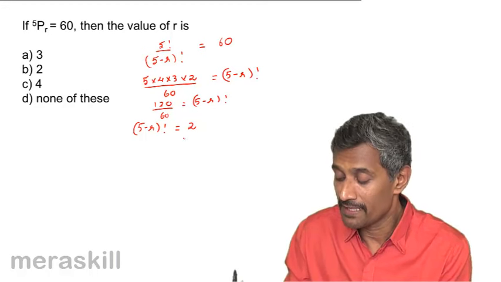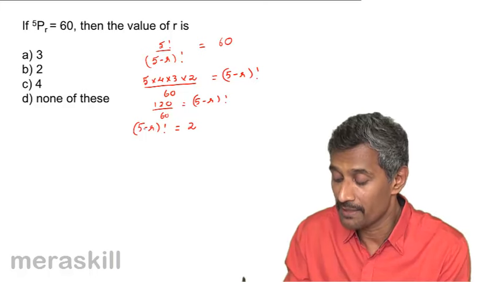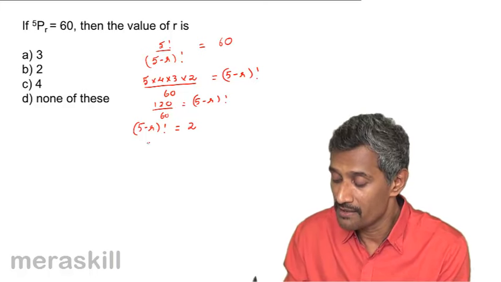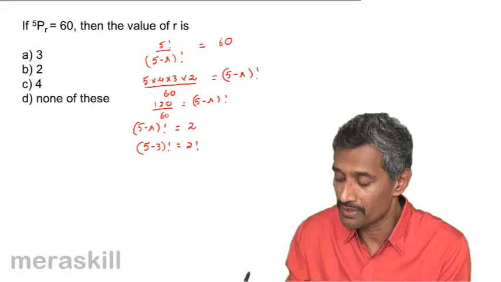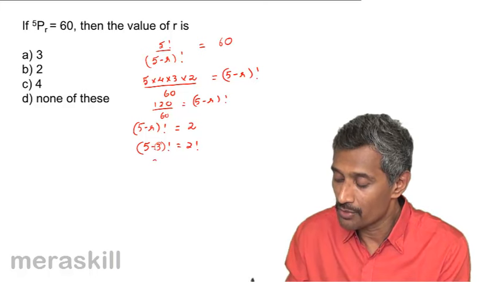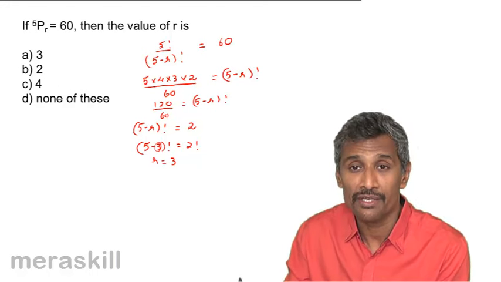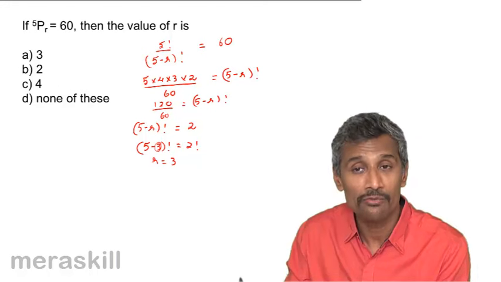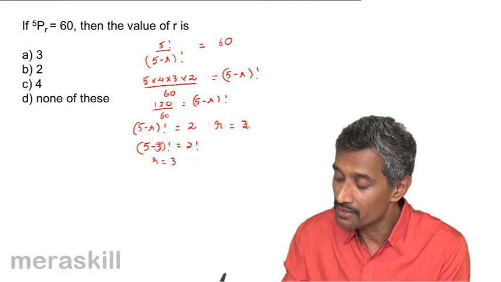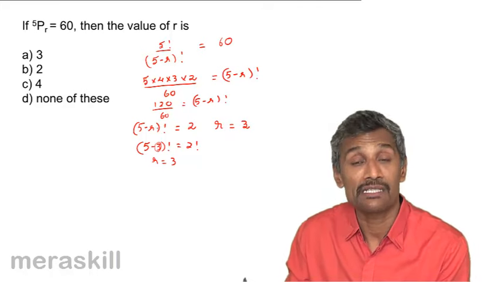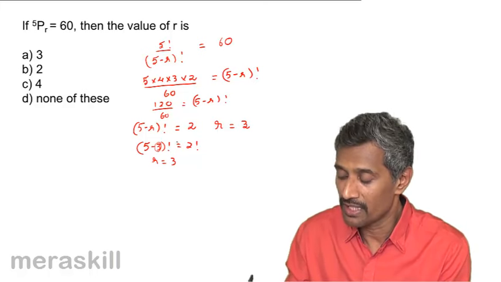If (5 minus R) factorial is 2, it means that this itself has to be 2 factorial. That means (5 minus R) factorial is 2 means (5 minus 3) factorial is 2 factorial, which means R is going to be 3, because if we substitute R as 3 over here, we get (5 minus 3) factorial, 2 factorial, which is the same as 2. So that means R is going to be 3. Now in this case, expanding it as 5 minus R plus 1 and all makes no sense. You just have to think logically.